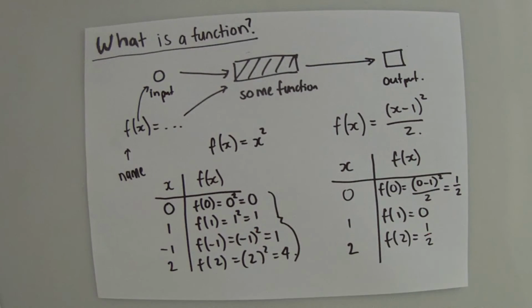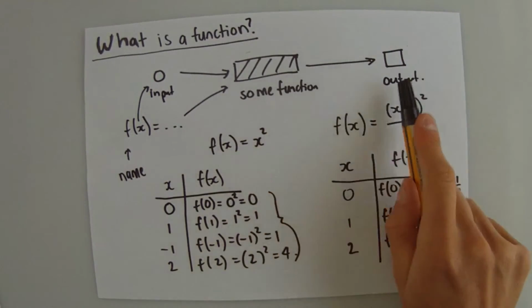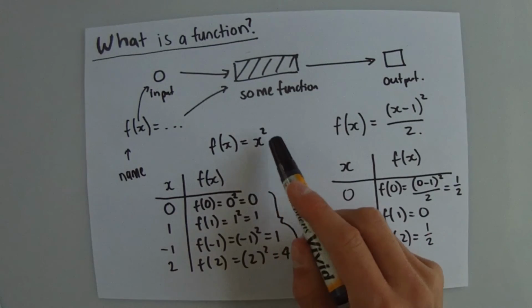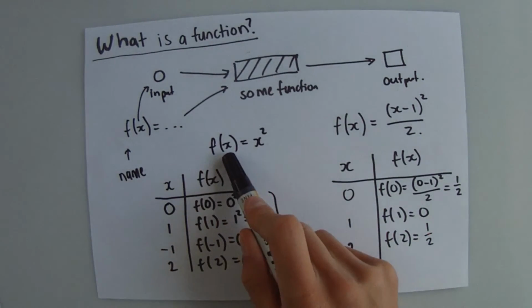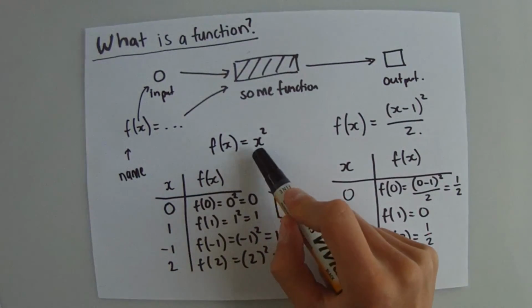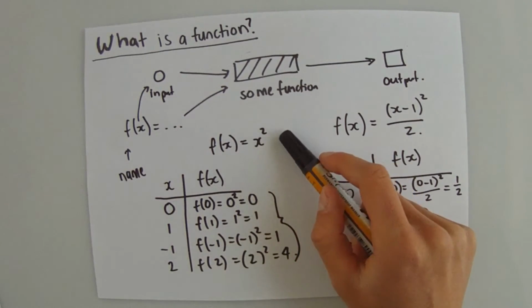And yeah, that's just a basic overview of what functions are. They take some input, transform it through a function to get an output. So for example, f of x equals x squared. The f is just the name, the x is the input, so we put 0, 1, -1 and 2. And then the x squared is the function which gives us the output.